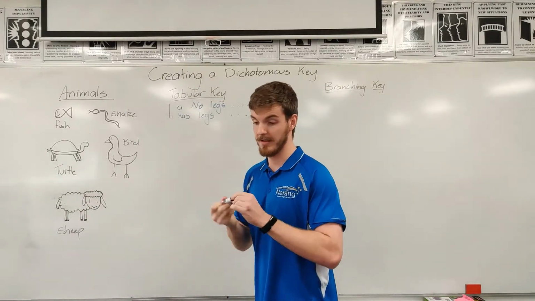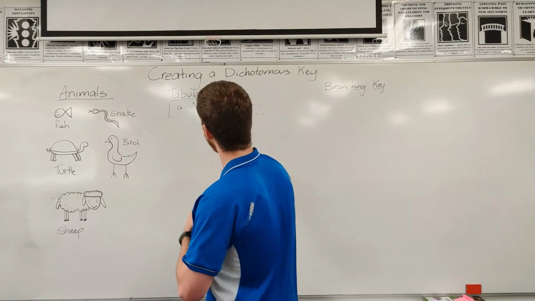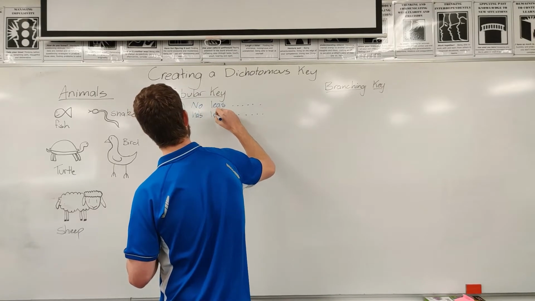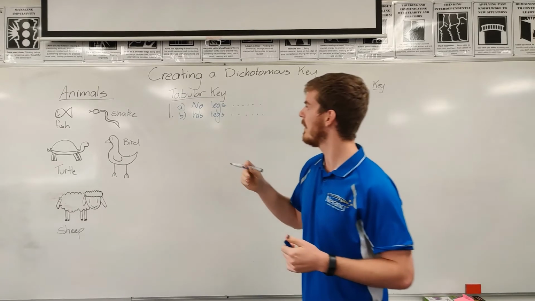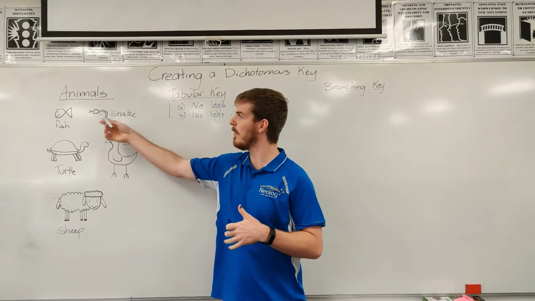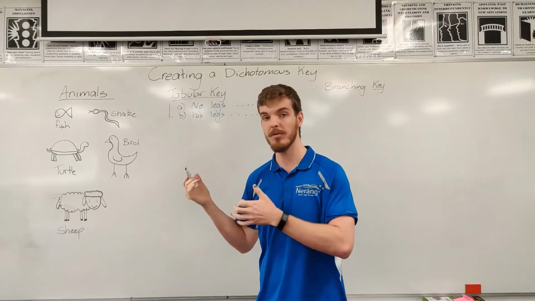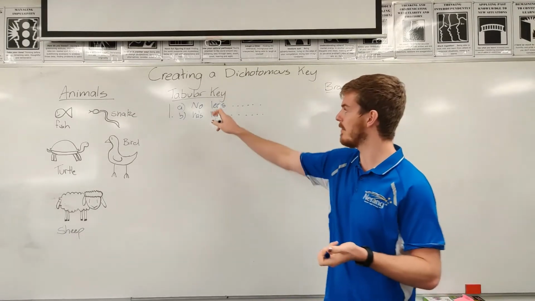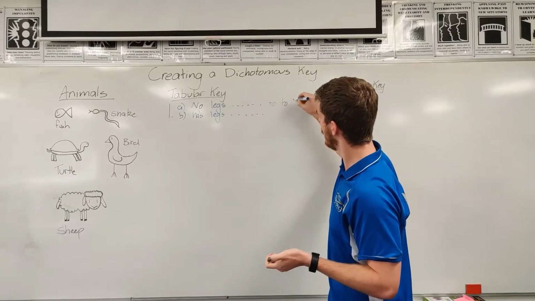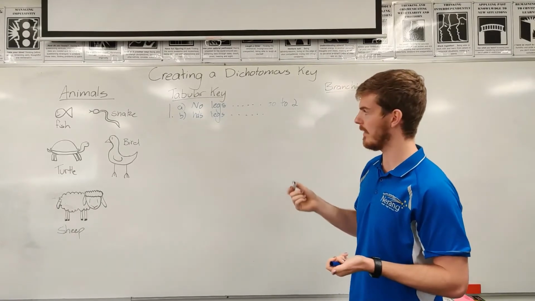Oh, I didn't put a B there. That's not very good by Mr. McQuaid. So it has legs. So with 1A, we've now branched it. Now, there's not just one animal that has no legs. There's 2, which means we need to go on to the next step. So dot, dot, dot, dot. Go to 2. So let's go to 2.